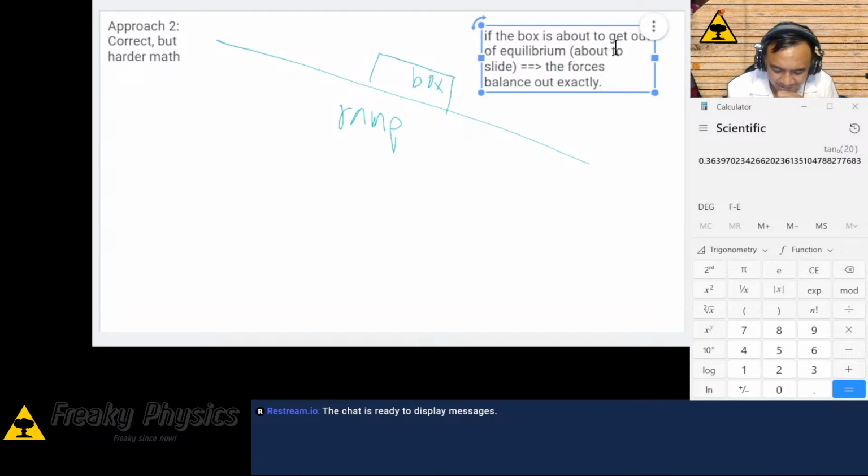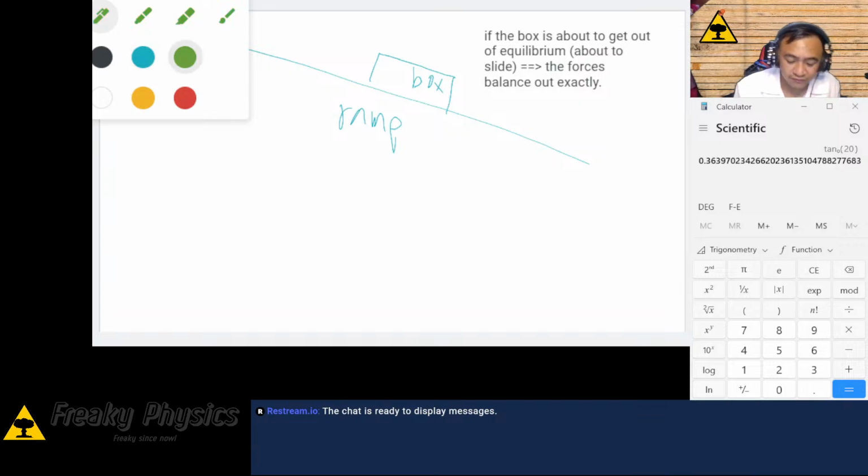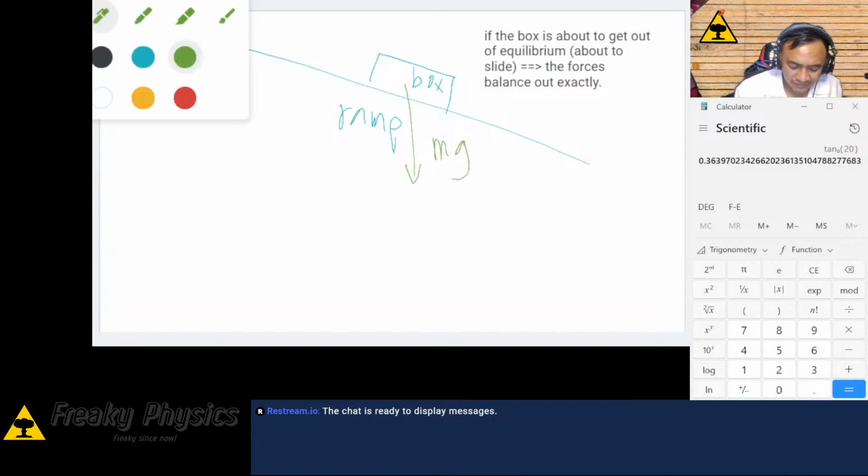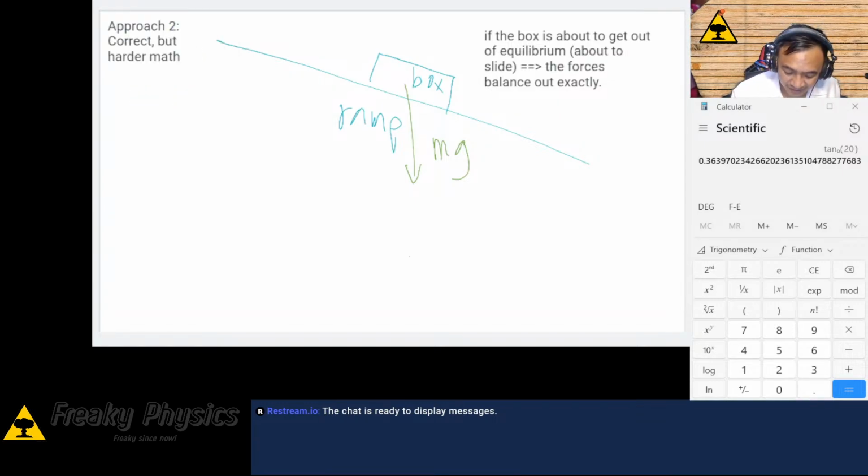Now, if you're going to be really strict about what's happening, there are actually two forces on the box and not three. What's the first force? Weight, gravity. And what's the second force? I'm just going to label that F, where this F is the overall force exerted by the ramp.